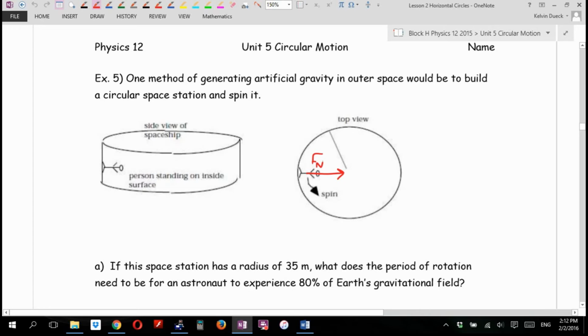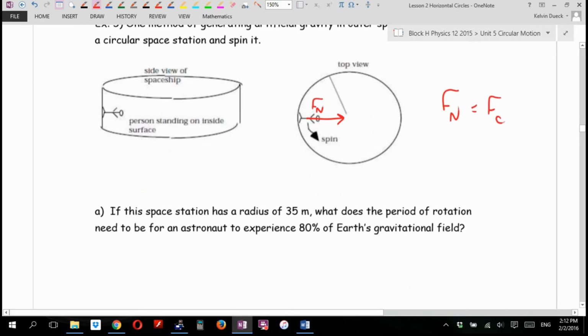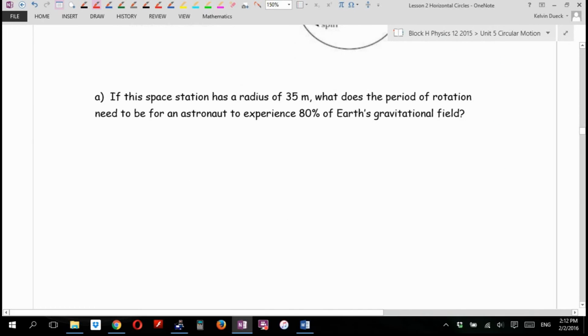So we could do this. In fact, our equation here would be normal force is equal to centripetal force, which is what's pushing me in a circle. So, example A. If this space station has a radius of 35 meters, what does the period of rotation need to be for an astronaut to experience 80% of the Earth's gravitational field? Normal force is what's pushing me in a circle.